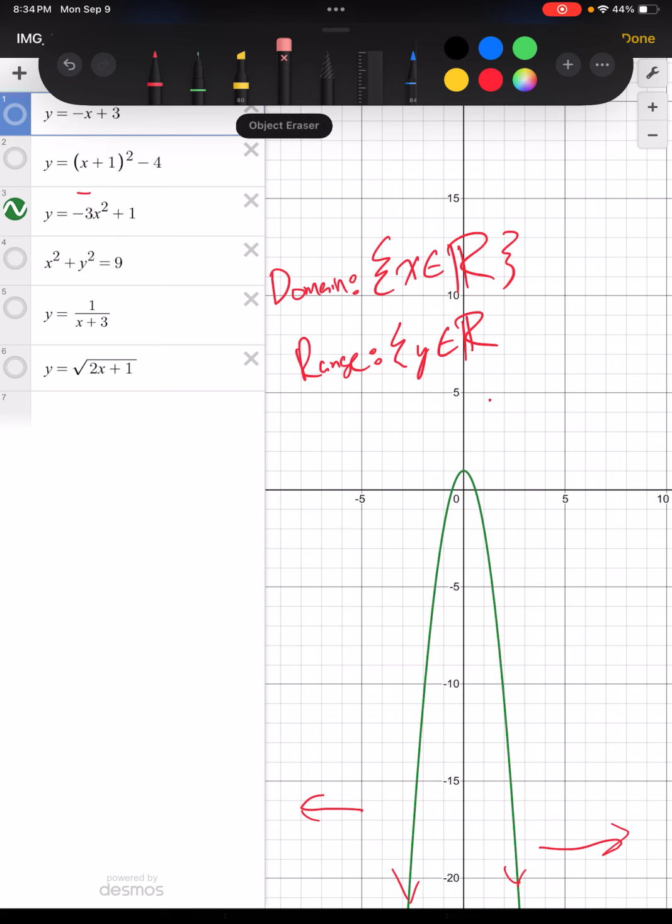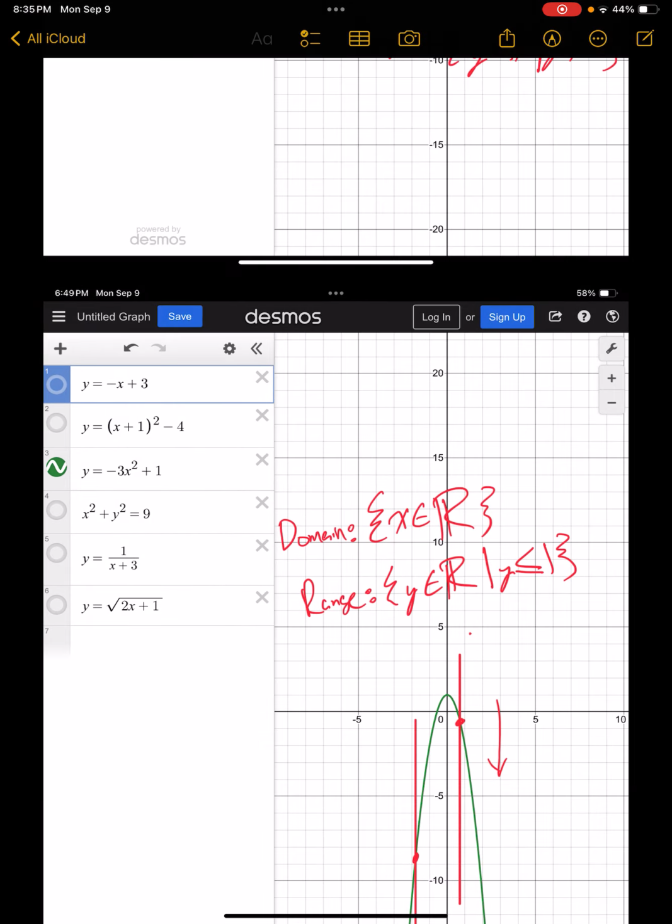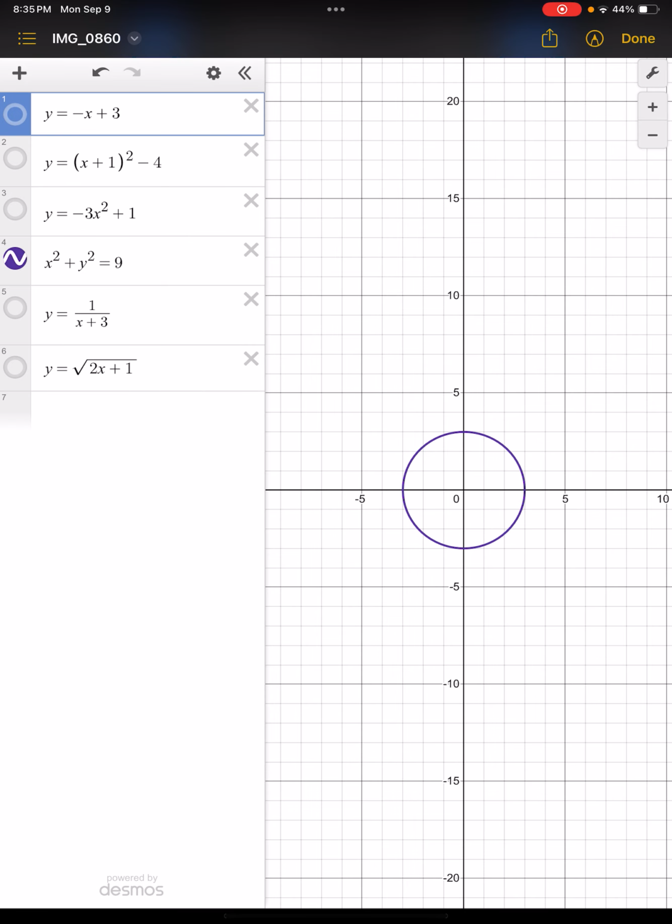And if we look at the graph, we can just look at the graph. What can y be? y can only be less than or equal to 1, such that y is less than or equal to 1. And that's my domain and range. Once again, this is a function. For every x value, there's only one y value. So that's the domain and range. Let's check it. Yes, it's correct. Done. Let's move on to D.